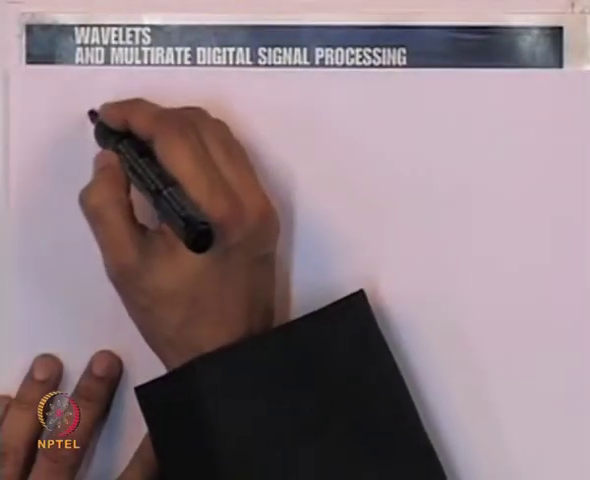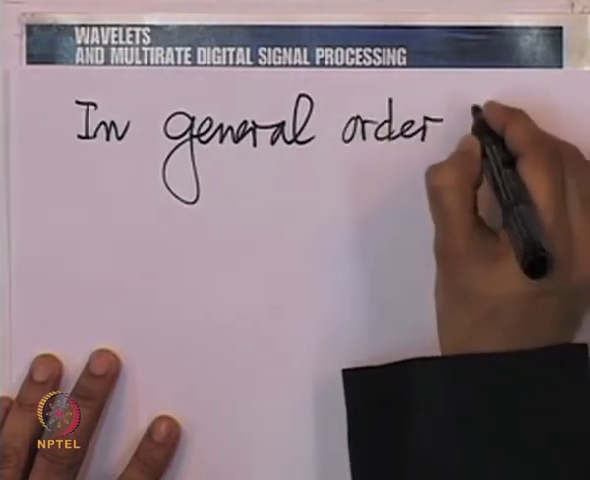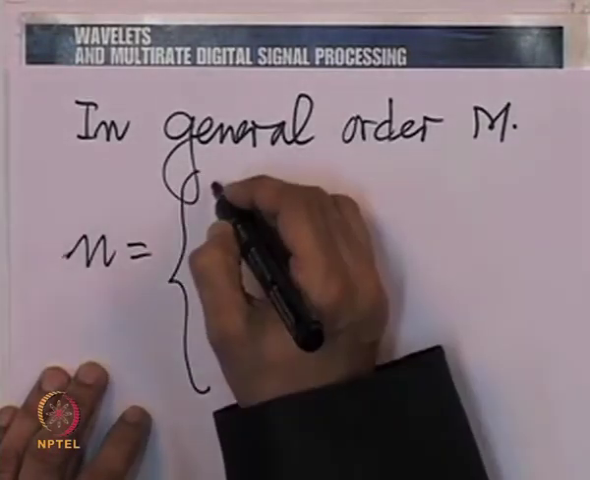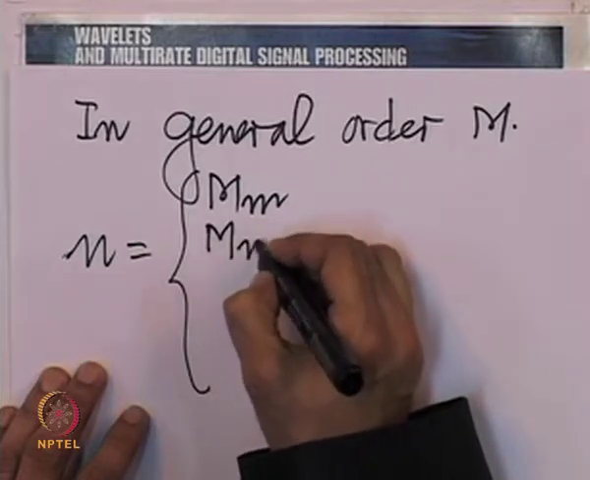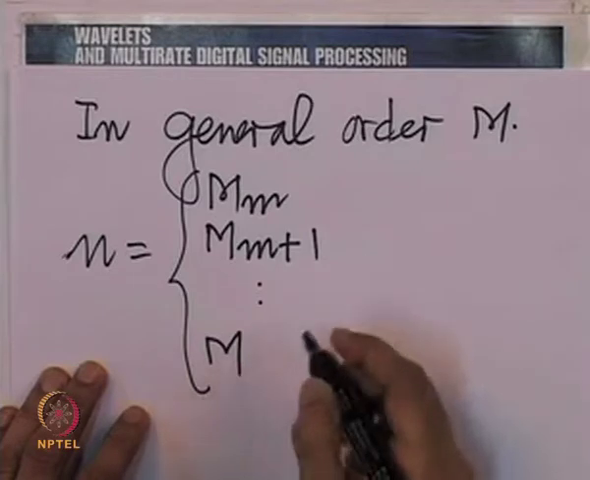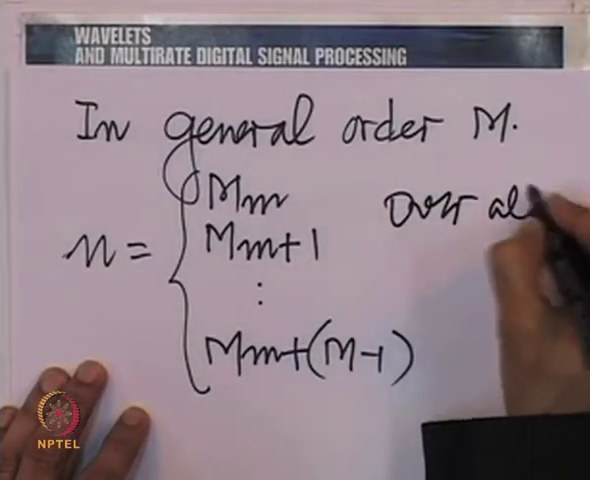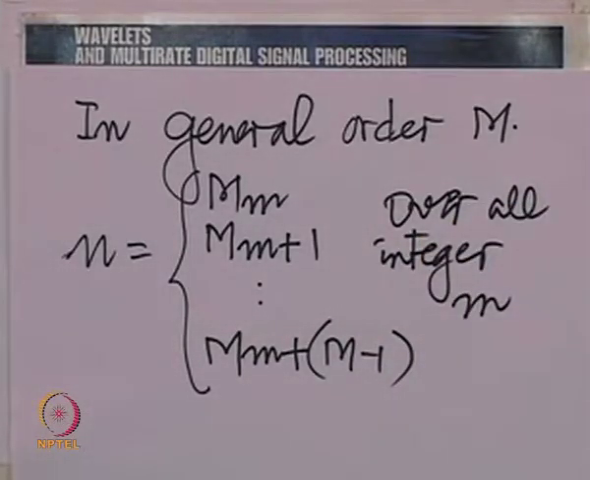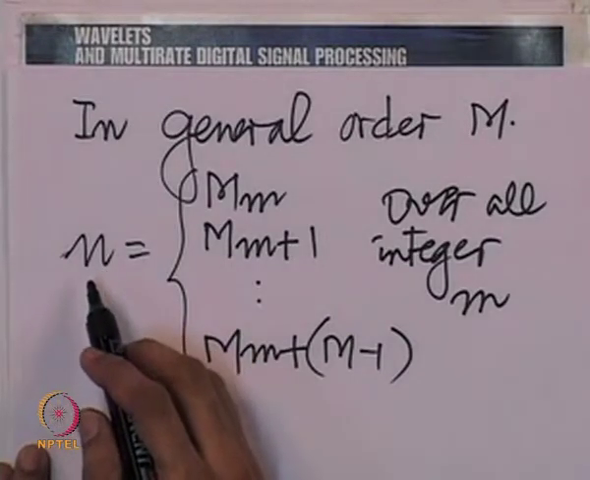In general, suppose one talks of order capital M. We are then referring to a decomposition of the index n as follows: capital M times small m, capital M times small m plus 1 and so on up to capital M times small m plus M minus 1, over all integer small m. And on so doing, on letting small m vary over all the possible integers, we have actually spanned the entire set of integer n.